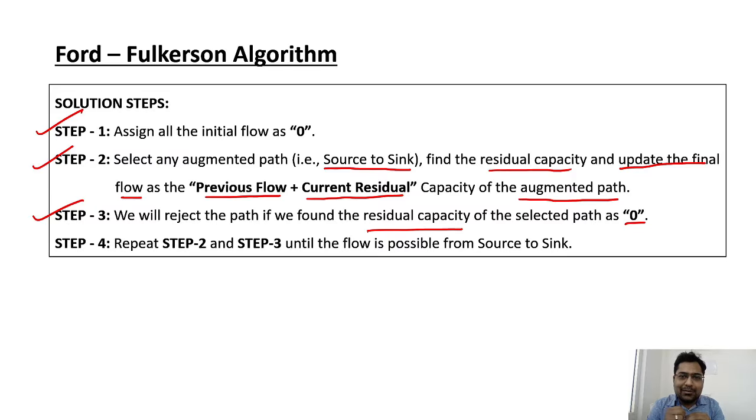This is exactly what we are doing in our network flow. So step 4: steps 2 and 3 will be continued until the flow from the source to the sink has a residual capacity of 0. Until that, we will keep running it.